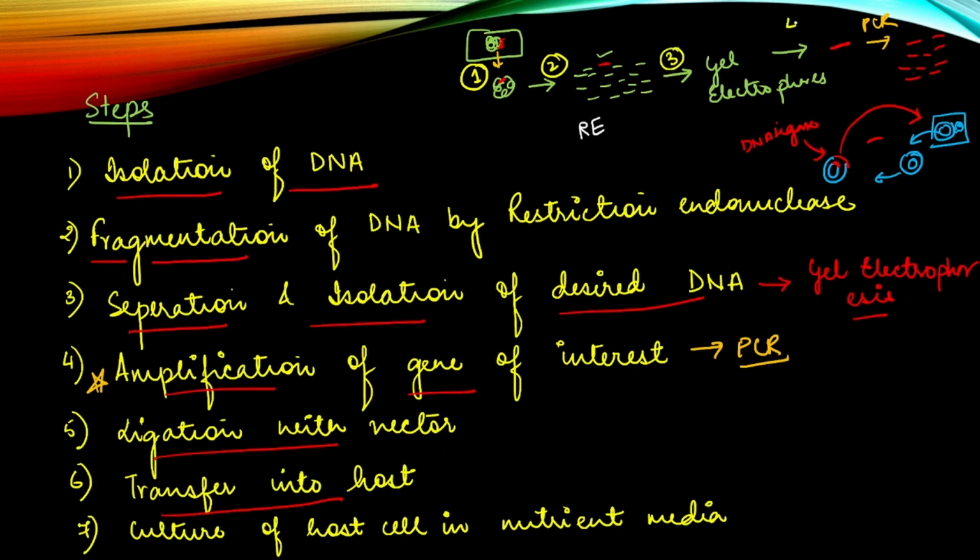Then fourth is the PCR machine. Yes, this is the gene of interest I have shown. Fourth is the PCR machine. Then ligation with vector. Then this is transferred into the host. And then we will grow it in a nutrient medium in a bioreactor.